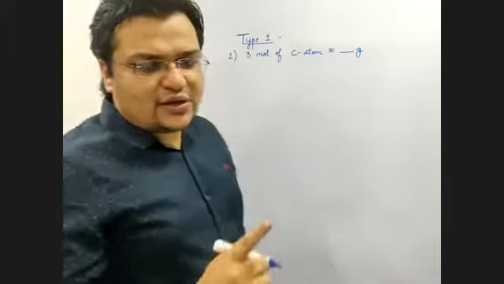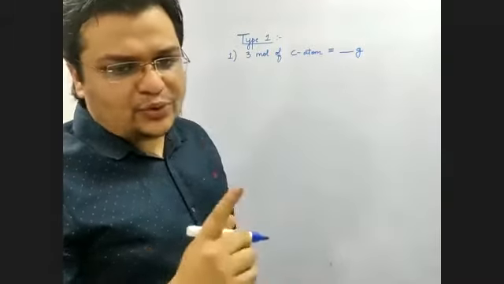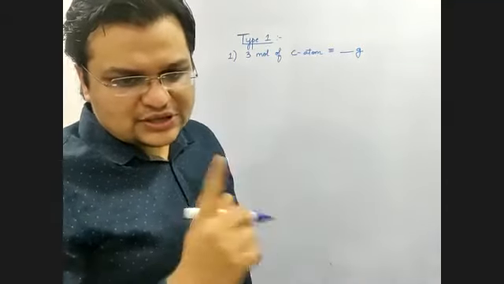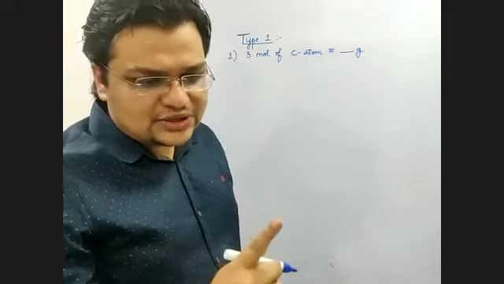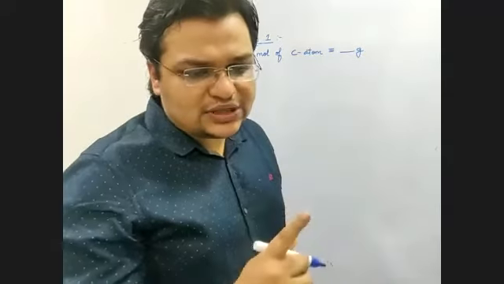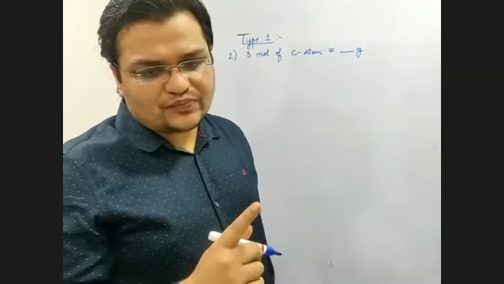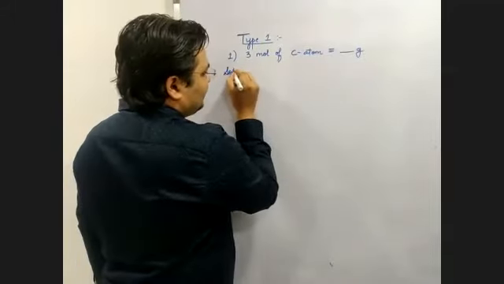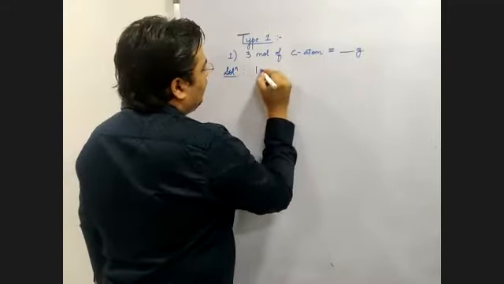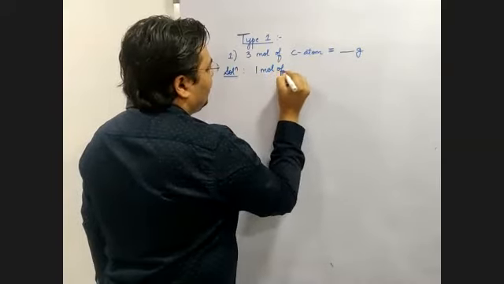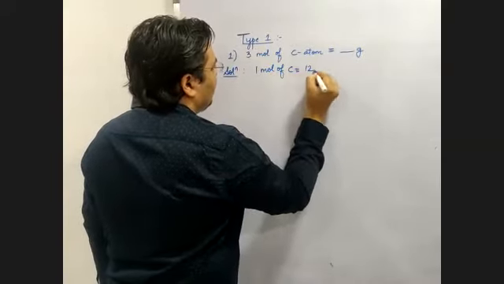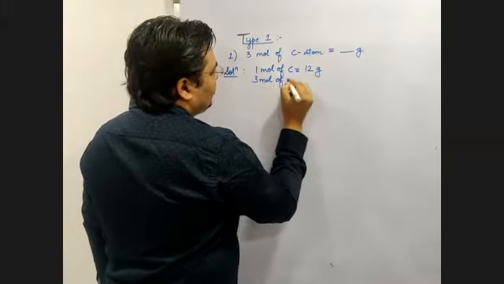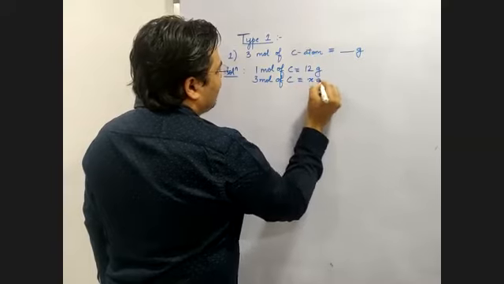Last time we did, 12 AMU is the mass of one carbon atom. 12 grams is the mass of 1 mole of carbon atom. So can I say over here, 1 mole of carbon is equal to 12 grams and 3 moles of carbon will be equal to x grams.